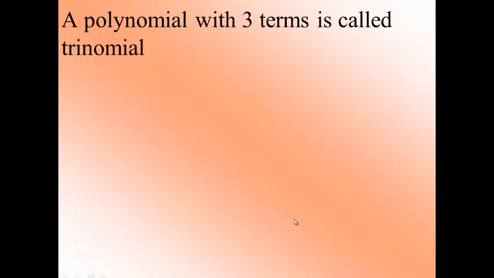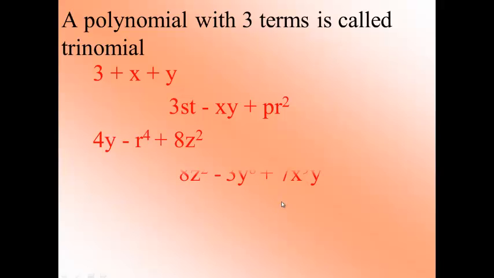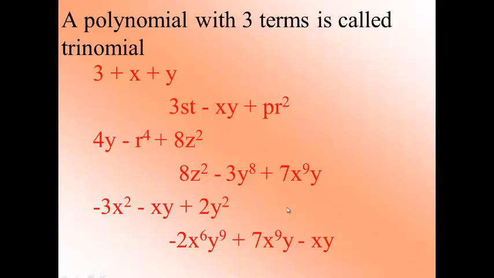A polynomial with three terms is called a trinomial. 3 plus x plus y is an example of a trinomial. Another example. Here, my first term is negative 2x^6y^9. Second term is 7x^9y, and the third term is negative xy. When identifying the terms, we have to indicate the sign.